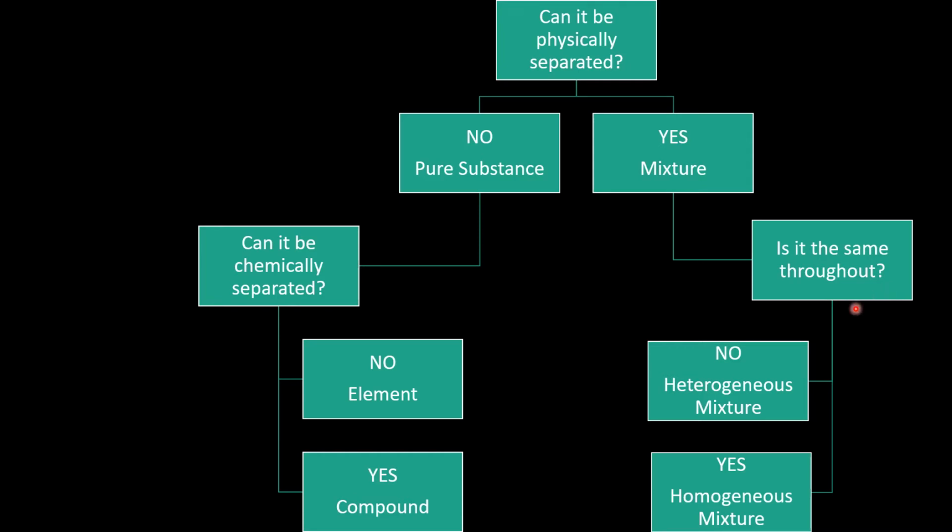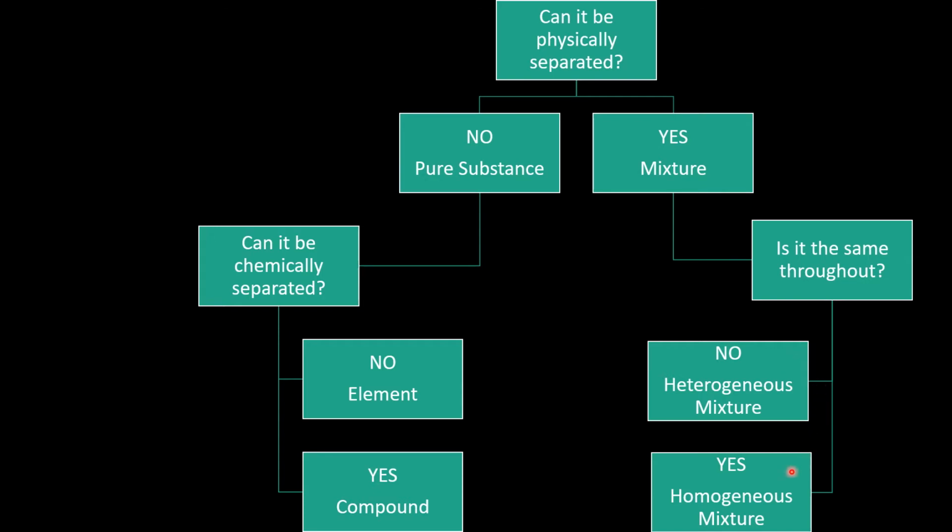If they are different, if they're not the same at the top and bottom or left, right, and center, then we call that a heterogeneous mixture. Heterogeneous mixtures usually also look different. Some examples that you might think of would be things like trail mix or granite countertops. You can see the different pieces that make it up.